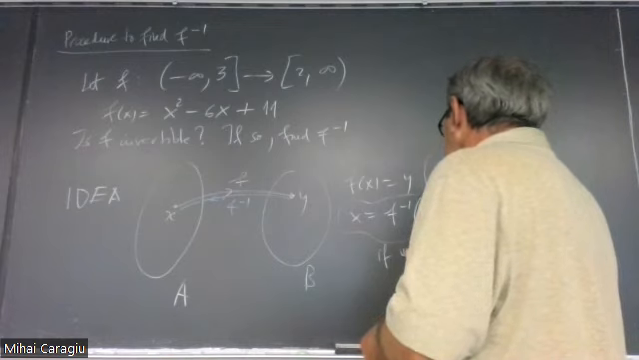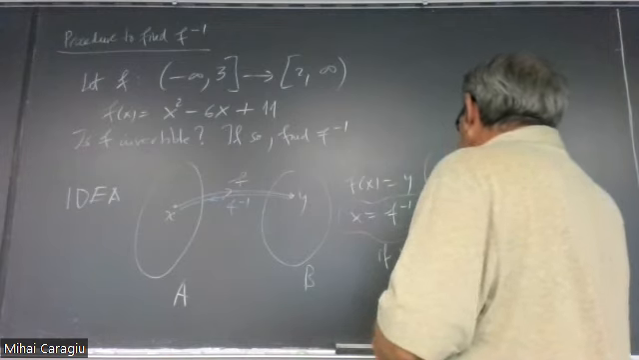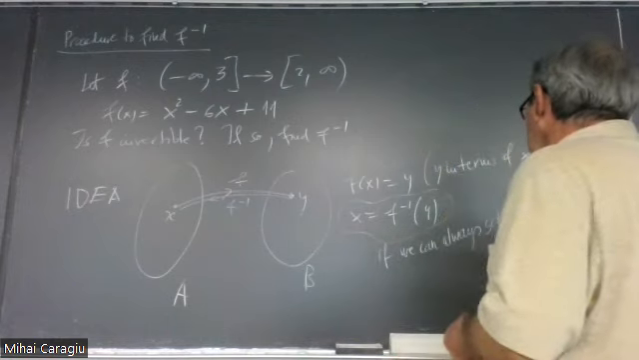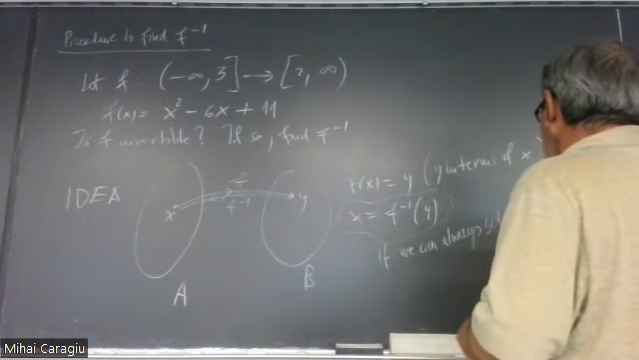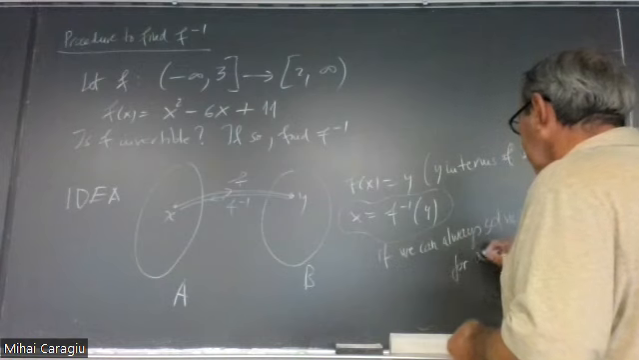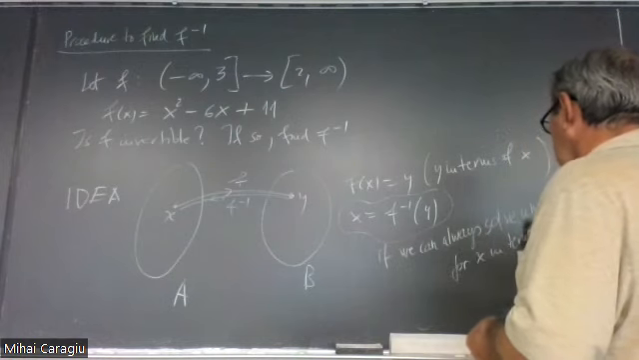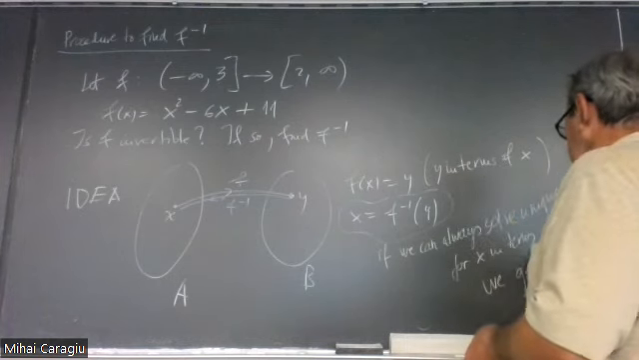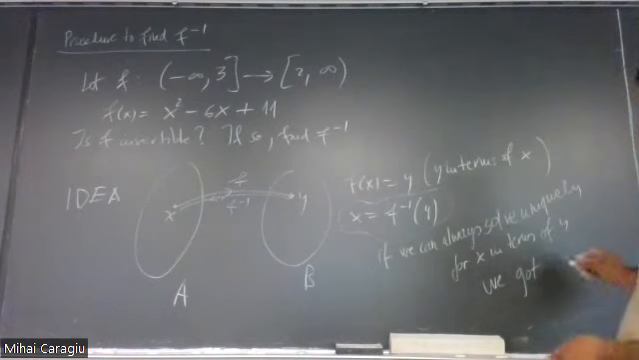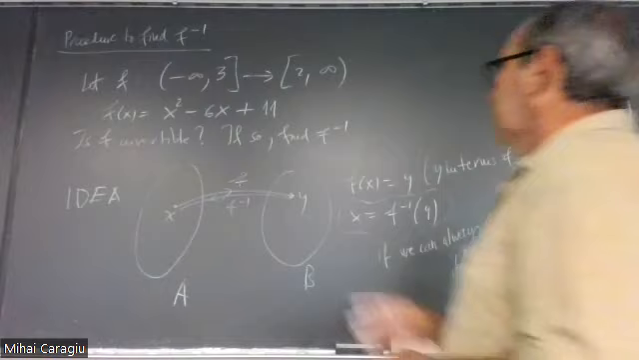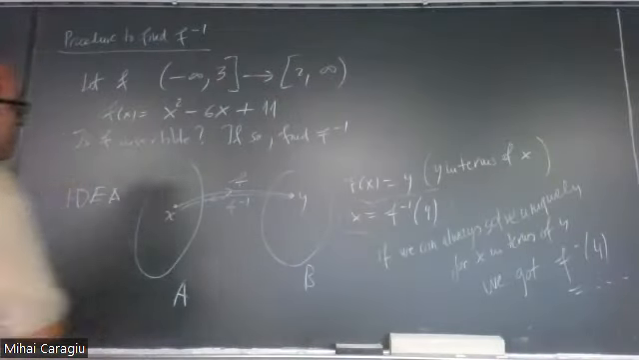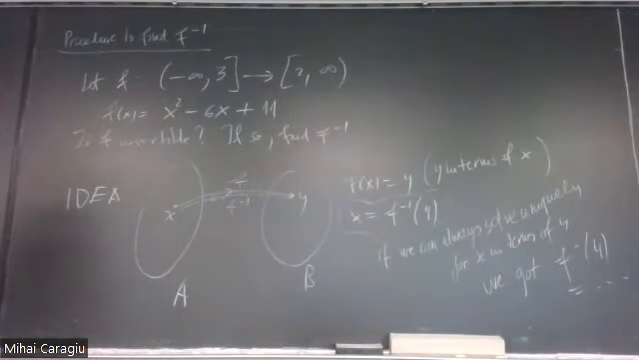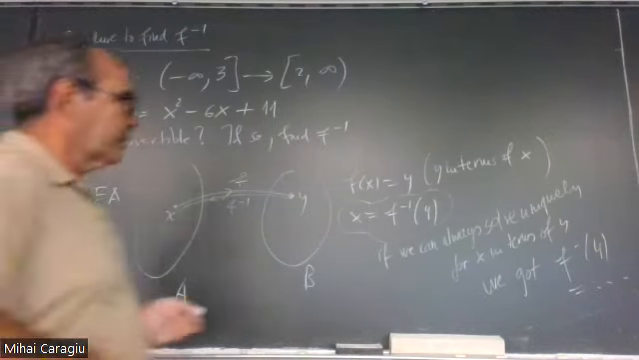if we can always solve uniquely for x in terms of y, we get the inverse. We get x equals f inverse of y. So we get f inverse of y equals whatever it is. And that's the idea before starting to solve this problem. Our objective is to solve uniquely for x in terms of y. Okay, so let's start.